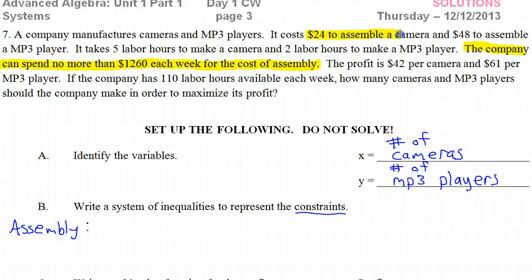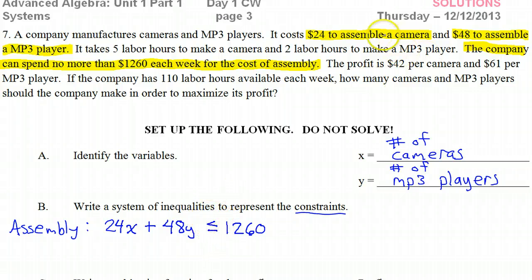Alright, $24 to assemble a camera and $48 to assemble an MP3 player. Remember, cameras x, MP3 players y. So that's one of those equations that writes itself. Well, it's an inequality. $24 per camera plus $48 per MP3 player. So the cost of assembly is going to be 24x plus 48y. Okay, and this can be no more than $1,260. So that means it has to be less than or equal to $1,260. So there's your assembly constraint.